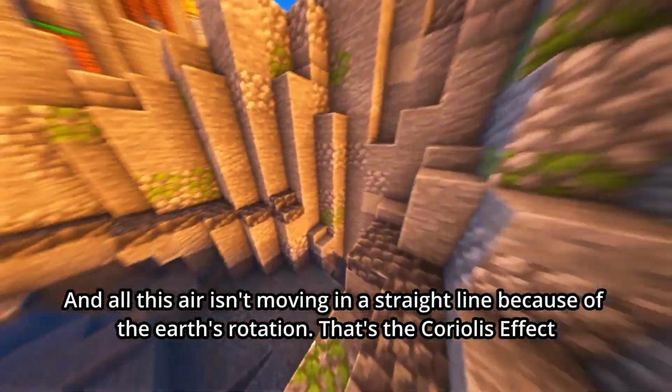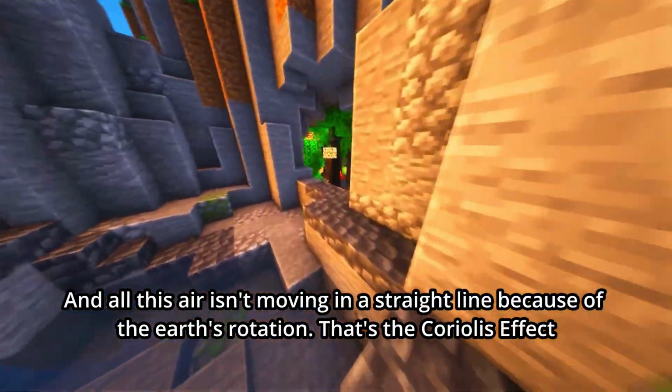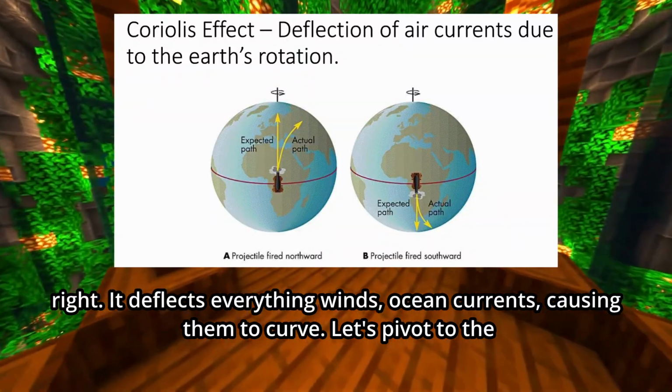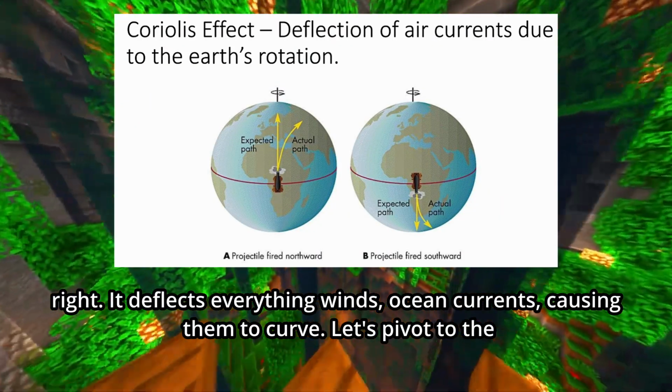And all this air isn't moving in a straight line because of the Earth's rotation. That's the Coriolis effect. Right. It deflects everything, winds, ocean currents, causing them to curve.